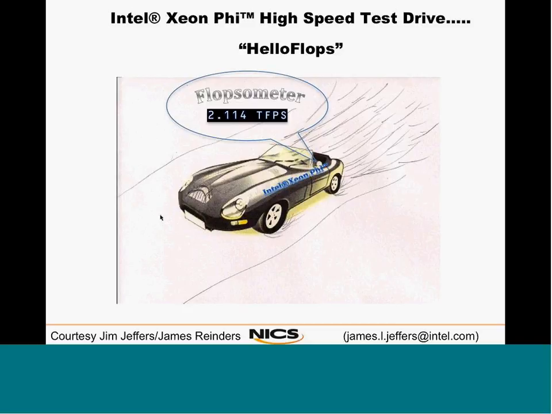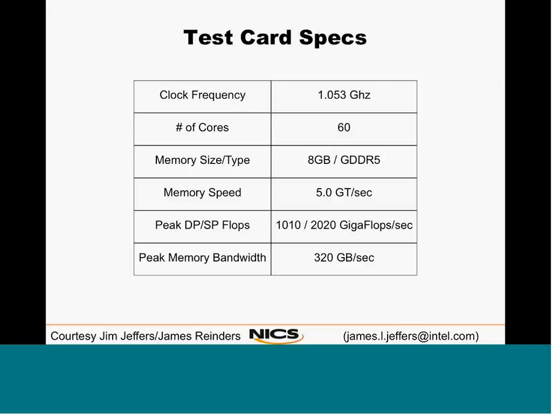We're going to do a little high-speed test drive called Hello Flops. Now, see the flops meter at 2.114 teraflops per second. That is the peak of the Intel Xeon Phi card using single precision. For double precision, it's about 1 teraflop, half. Real quickly, these are the cards we're working on here: clock frequency just over a gigahertz, 60 cores, 8 gigabytes of RAM, 5 gigatransfers per second memory. Again, you're looking at the peak double and single precision flops and the peak memory bandwidth.